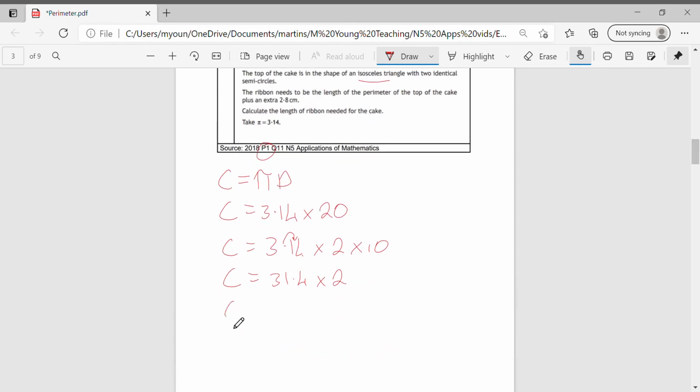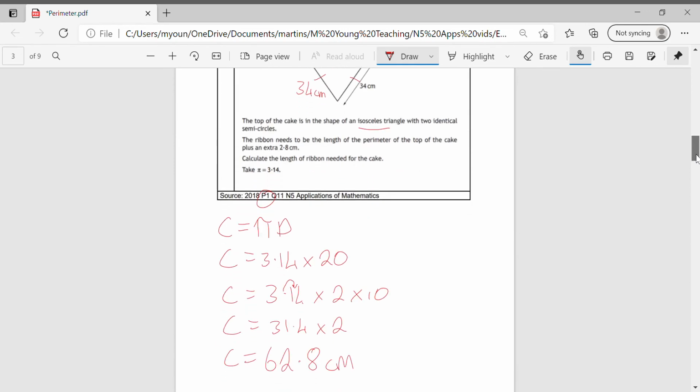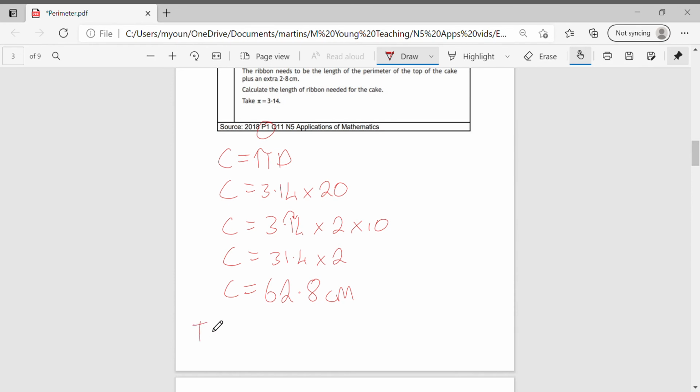If you can do this in your head, then that's great. If not, set out a sum. But that's going to be 62.8, and it's centimetres. So that's the curved lengths here at the top, and I'm going to work out the total length needed. So the total length is going to be this curved part here, 62.8, plus the 34 on either side.